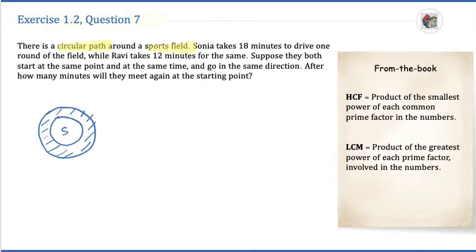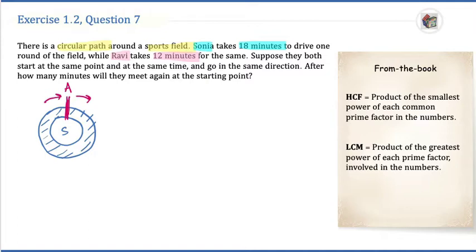Sonia takes 18 minutes. So here's a person who takes 18 minutes to drive one round of the field. One round of the field means if Sonia, say, starts from this point, say this is the starting point A, then she can complete an entire round and come back here at A in 18 minutes. Then Ravi, so here's person number 2, takes 12 minutes for the same. So the same thing happens again. Ravi is also taking a round of the field and he will take 12 minutes for that.